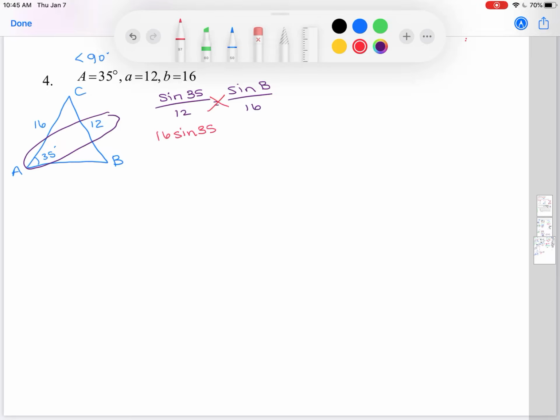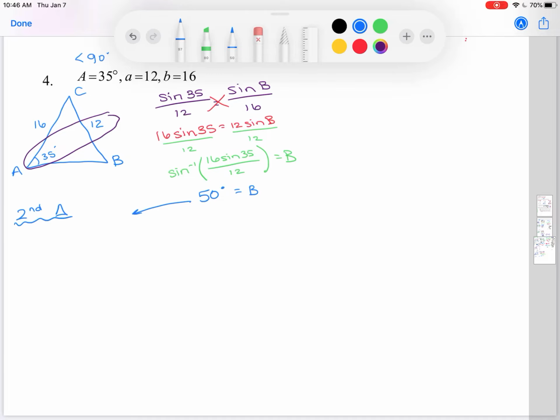Cross multiply gives me 16 sine 35 equals 12 sine B. Divide by 12 and inverse sine at the same time or soon after, which gives me B. When I use the calculator for this one, I should get 50 degrees for angle B. And once I know that, I immediately check for a second triangle.